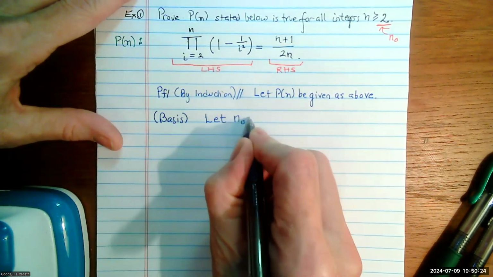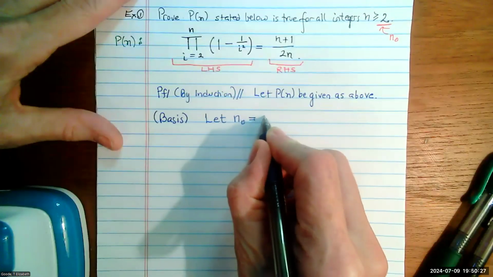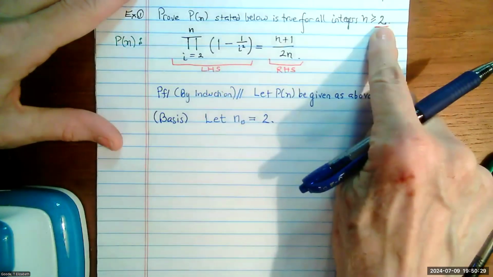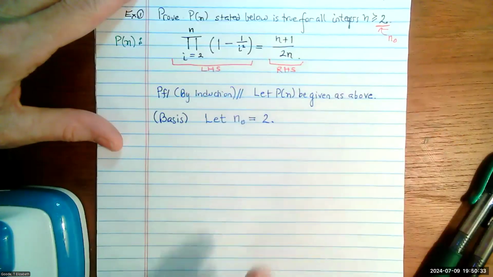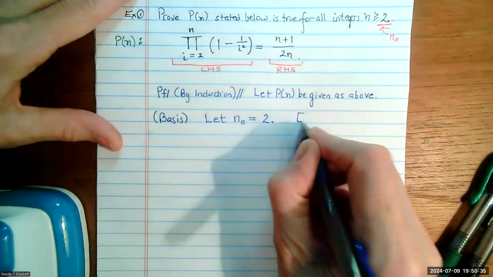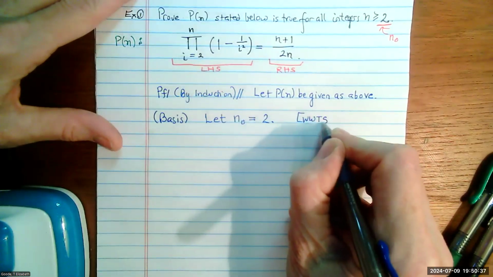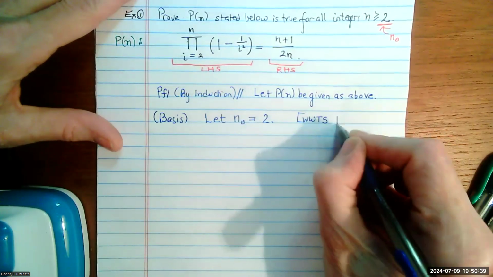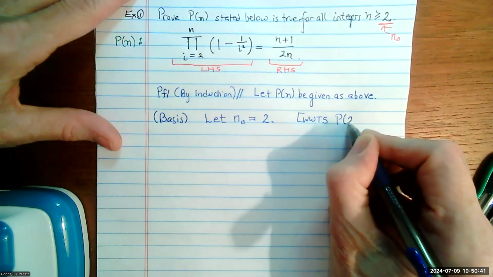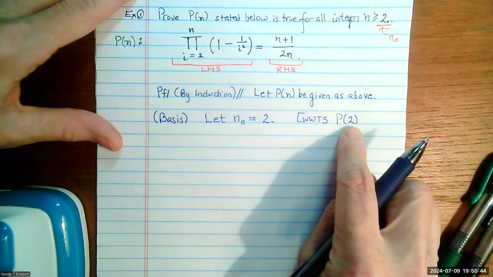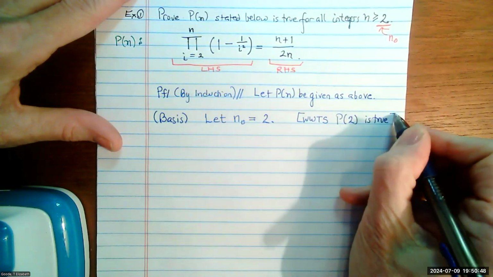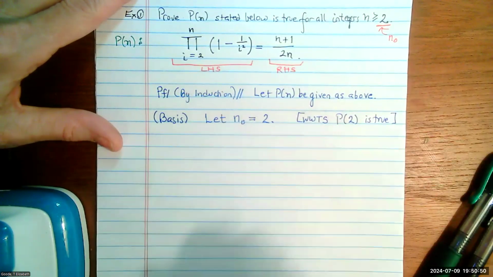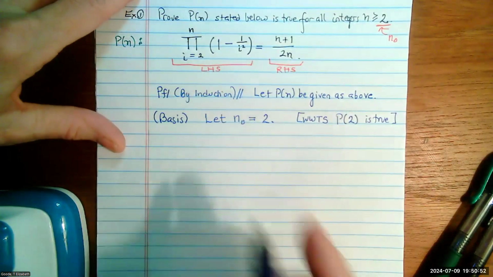So we're going to let n naught equal 2, because we're always told where to start the proof. So we're going to start it at 2. And what do we wish? It's always the same wish in the basis step. We wish to show that P evaluated at that lowest level integer, here 2, is true. It's always the same wish. So it's kind of nice because proof by induction is very formulaic.